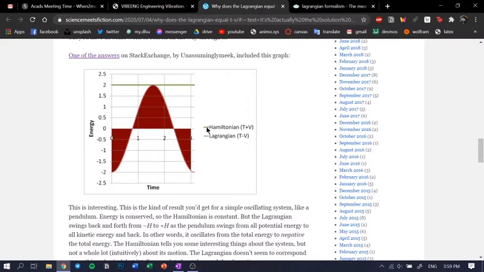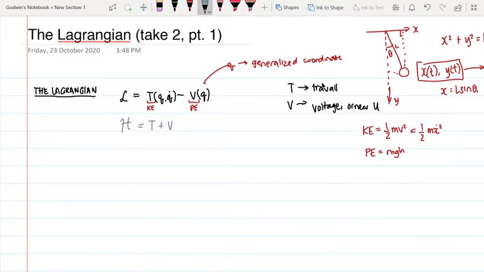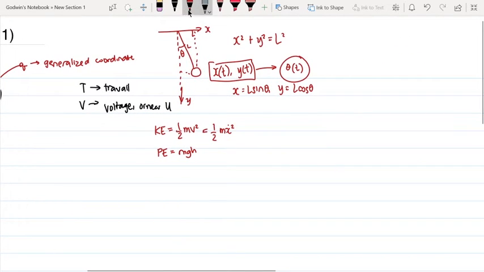We see that the Hamiltonian, the green line, is always constant, which checks out with our intuition because of conservation of energy, right? There's no external energy that is put into the system or removed. We're assuming that there's no friction in the air, whatever. But the Lagrangian has this sinusoidal shape. So that's what we'll be discussing. We can base it on this, right?